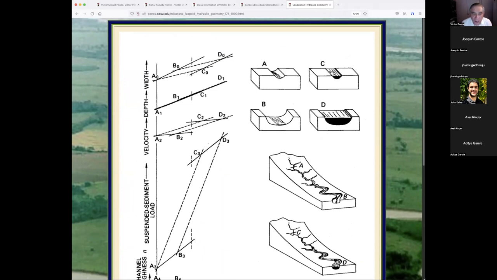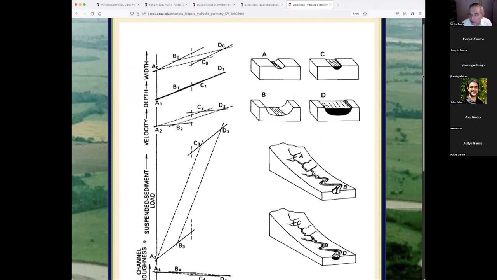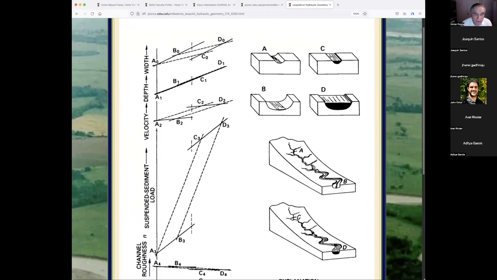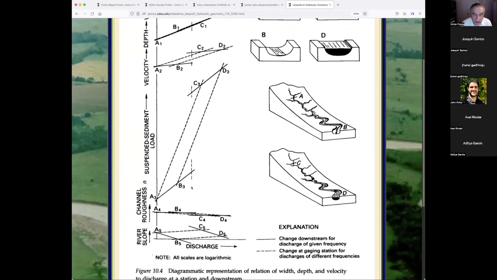So they plotted the graphs, just like the graphs we saw, but we saw them in two different graphs. Now they put them into one same graph. Velocity, depth, and width, and also the sediment load. And as you can see, the sediment load varies a whole lot. And that's why they have this huge range in here. Channel roughness, not too much. River slope, not too much.